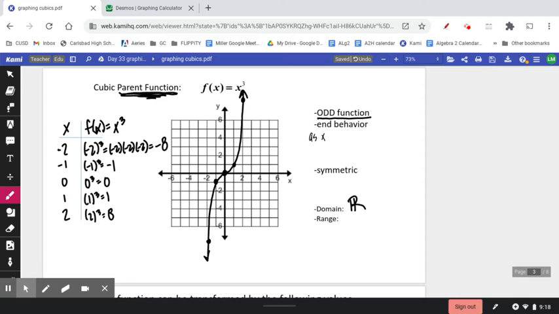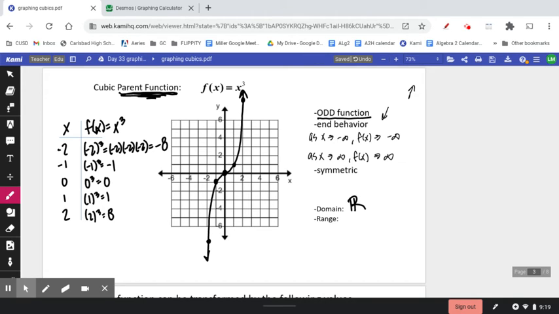So as x approaches -infinity, so as we go to the left, f of x approaches -infinity. And then as x approaches positive infinity, so as this graph goes to the right, our f of x value is going to approach positive infinity. Or more importantly, just know that this arm is going up on the right and down on the left, because that's going to help us with the polynomials as well.